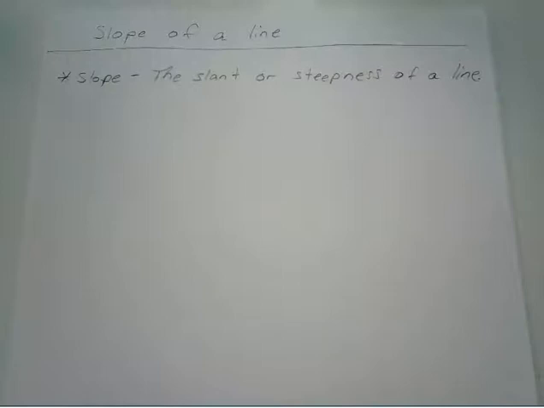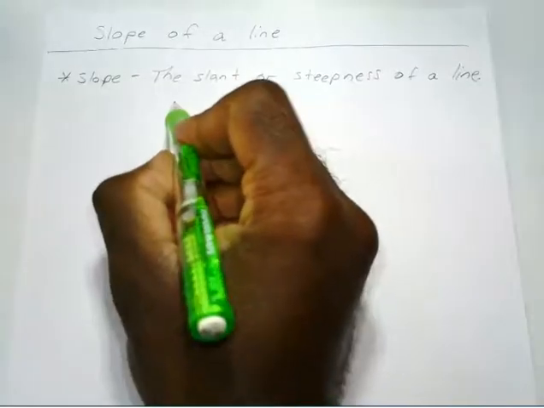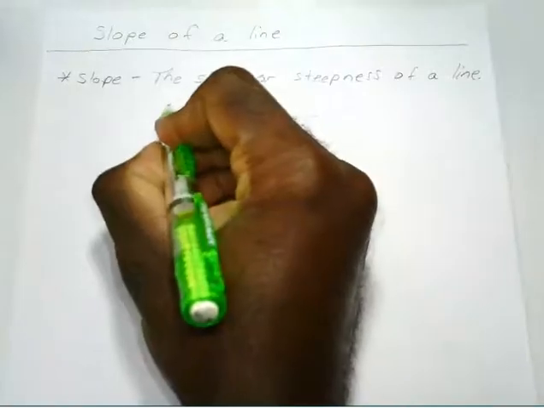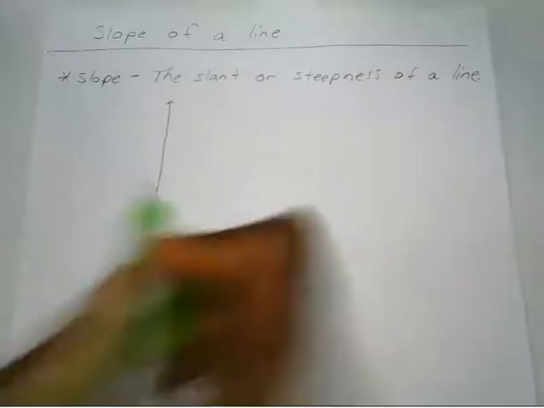This video will cover the slope of a line. The definition of a slope is the slant or steepness of a line, which is basically saying how quickly the line increases or how quickly the line decreases. So let's look at the general idea behind a slope.